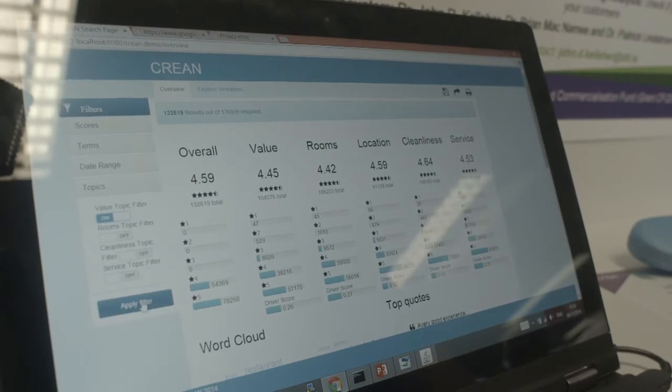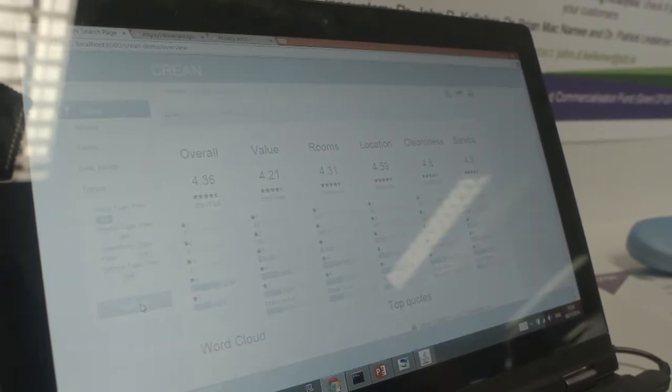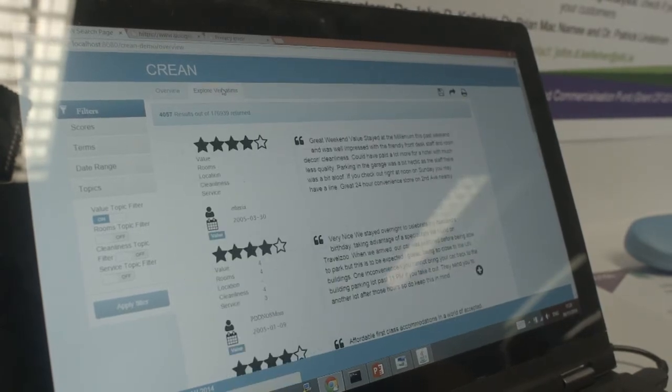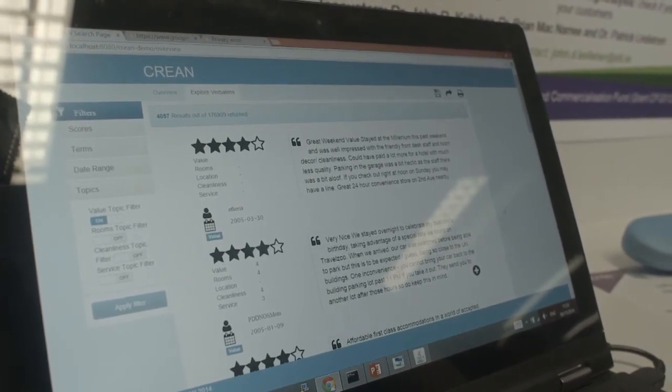So by turning on the topic value filter, I can then look at the verbatims that our system believes discuss value.